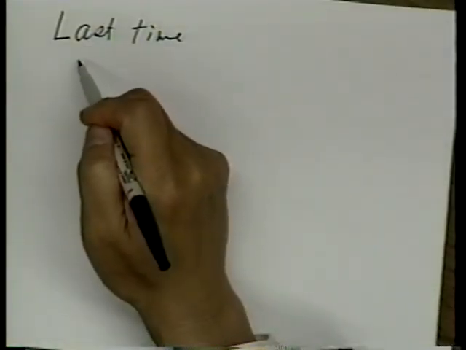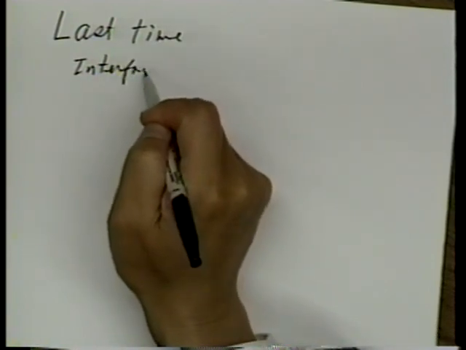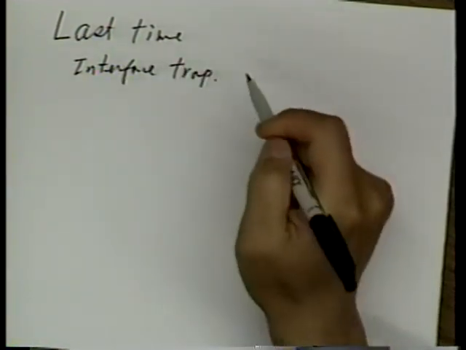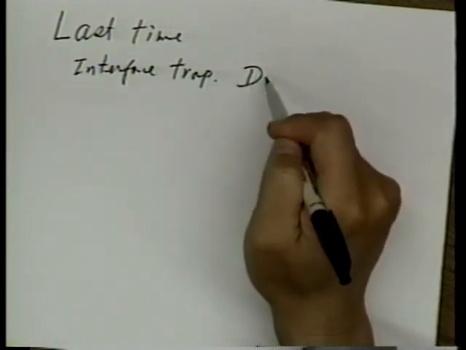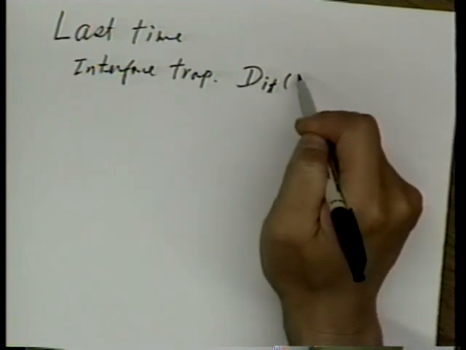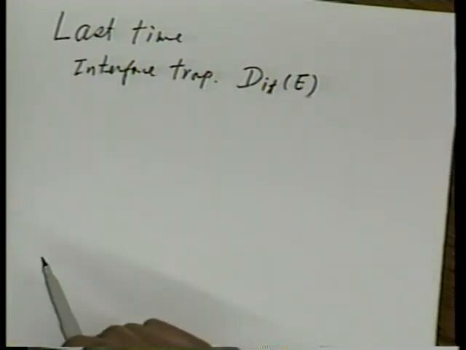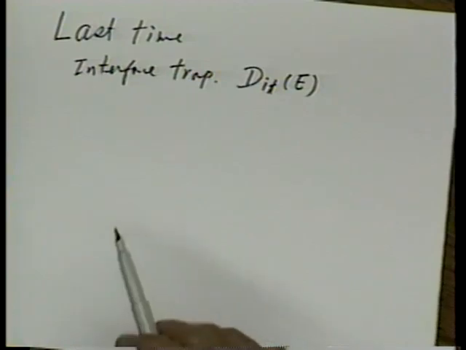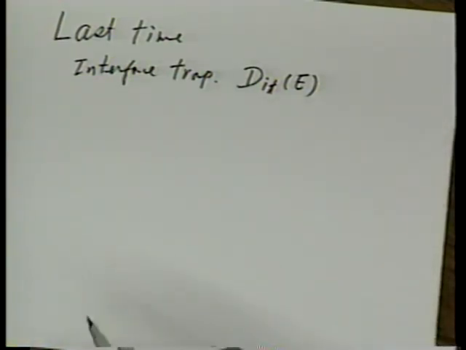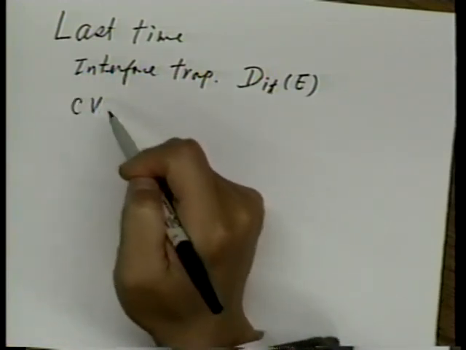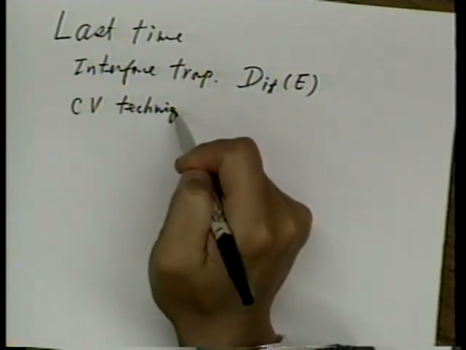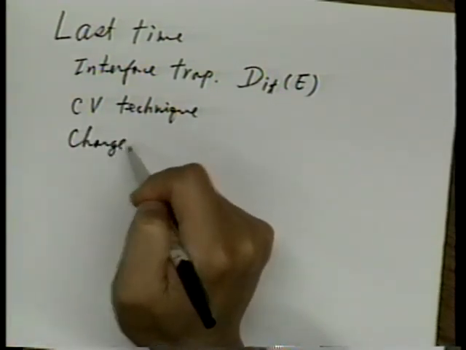All right, good afternoon. Now, let's briefly review what we did last time. Last time, we talked about how to characterize the interface traps. Specifically, we looked at how to find this quantity DIT as a function of energy from EV to EC. What's the density of interface traps near the conduction band edge, in the middle of the gap, and near the valence band edge? And we looked at the CV technique, as well as briefly something called a charge pump technique.